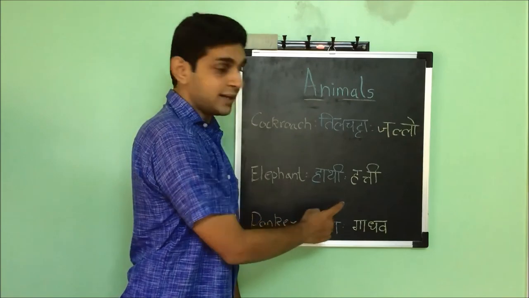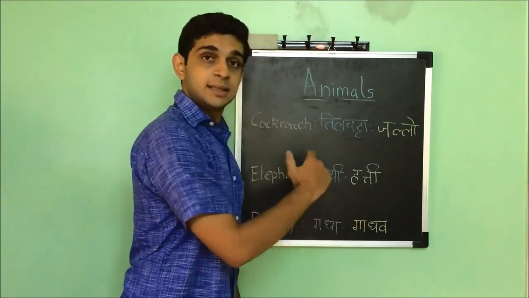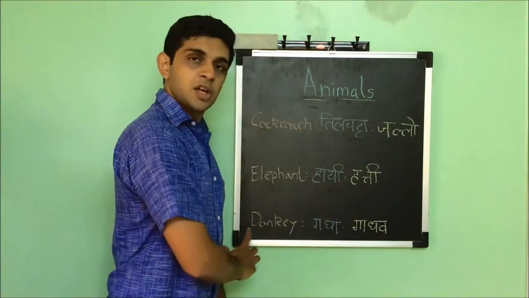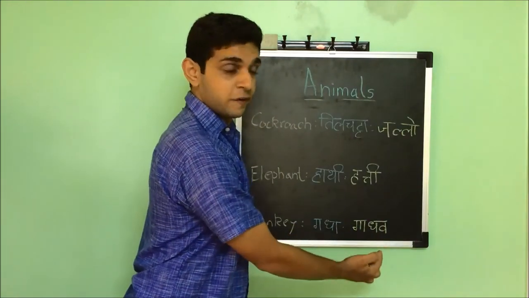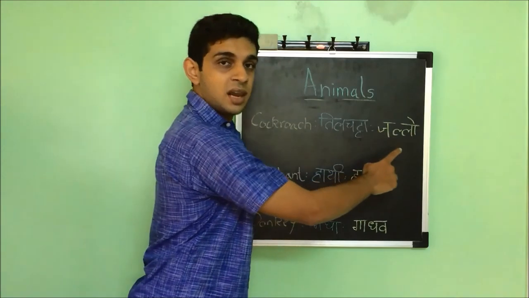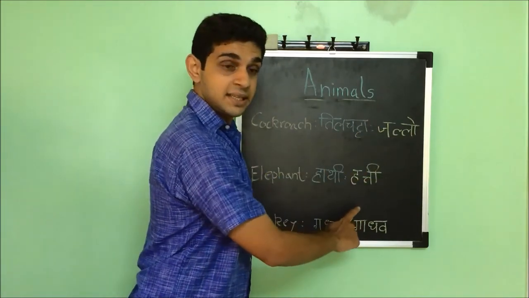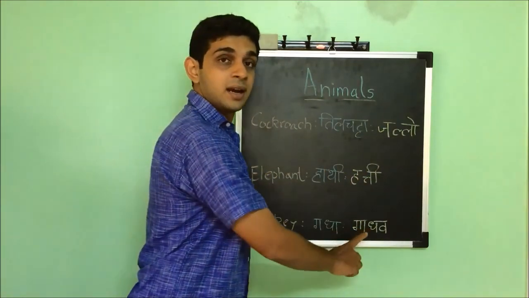Elephant, hathi, right? Hatti. Donkey, gadha, gadha. Cockroach, zallo. Elephant, hatti, and donkey, gadha.